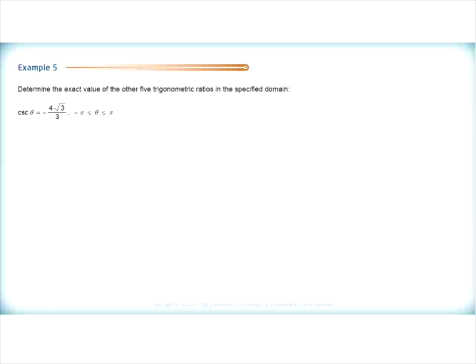Another example. Determine the exact value of the other 5 trigonometric ratios in the specified domain. This one's a little more challenging. We're looking for the exact value of the other 5 trig ratios. So, let's construct a diagram, first of all.